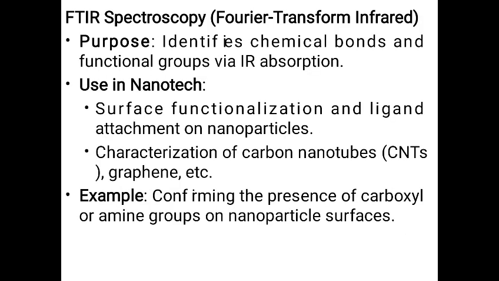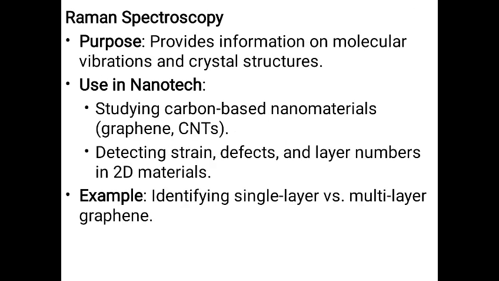The next one is FTIR spectroscopy, that is Fourier transform infrared spectroscopy. It identifies chemical bonds and functional groups via IR absorption, and in nanotech it is employed in surface functionalization and ligand attachment on nanoparticles and characterization of carbon nanotubes, graphene, etc. Examples are it's employed in confirming the presence of carboxyl or amine groups on nanoparticle surfaces.